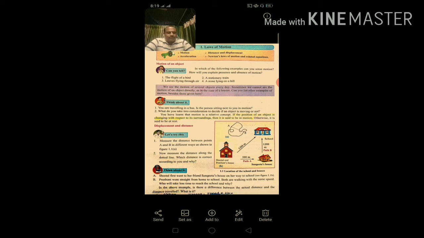Therefore, 1300 meter upon 29 minute, and hence the Sheetal's velocity is 44.83 meters per minute. Then next point is effect of speed and direction on the velocity.